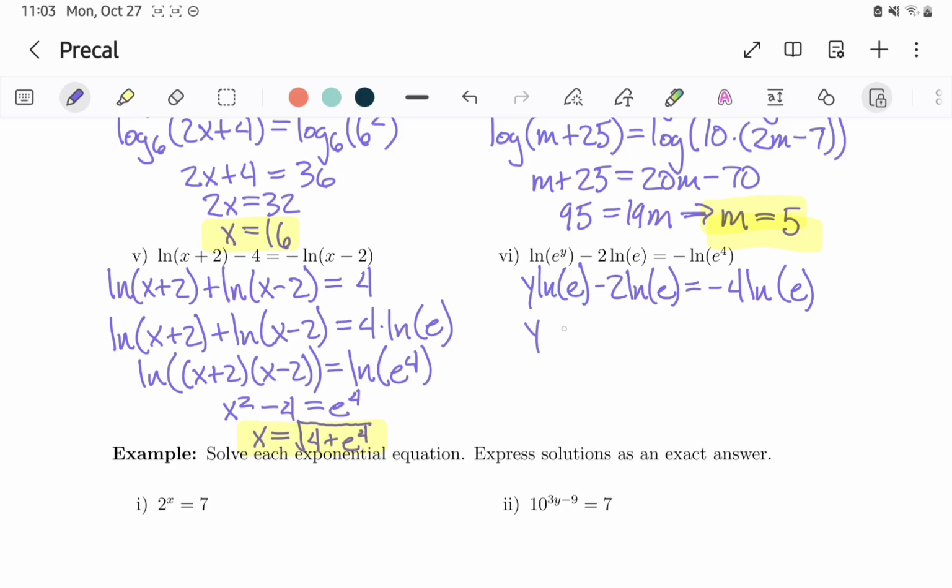So we have y times 1, so just y, and then minus 2 times 1, so minus 2 equals minus 4 times 1, so just minus 4. So we have y minus 2 equals negative 4, and then adding 2 to both sides, we're going to get y is equal to negative 2.